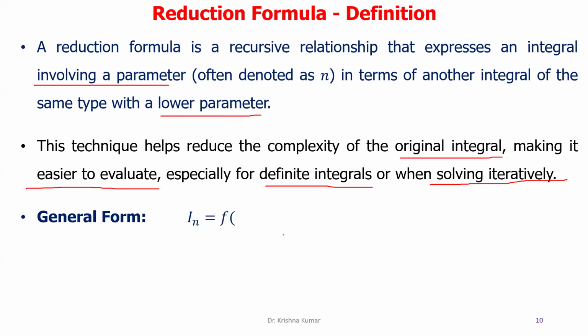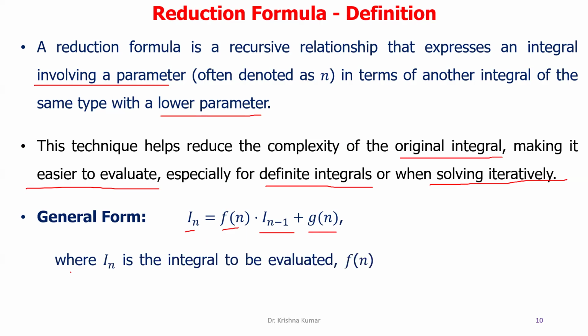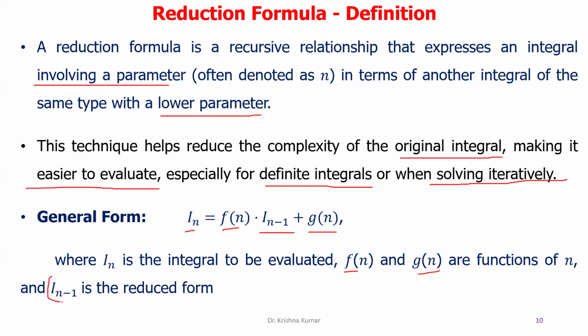General form of the reduction formula. It is written as In = f(n) In-1 + g(n), where In is the integral to be evaluated, f(n) and g(n) are functions of n, and In-1 is the reduced form of the integral. So here In is reduced to In-1, and now In-1 can be reduced to In-2, In-2 can be reduced to In-3, and at the last we get the value of either I1 or I0. Then we can easily find the value of I0 or I1. So this is called the reduction formula, and this is the general form of the reduction formula.